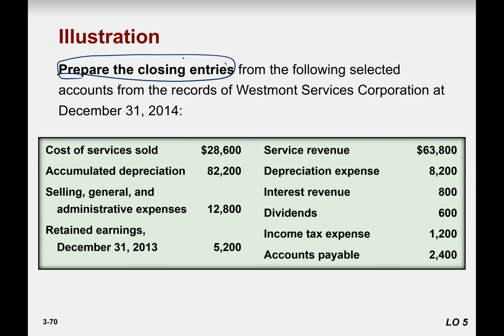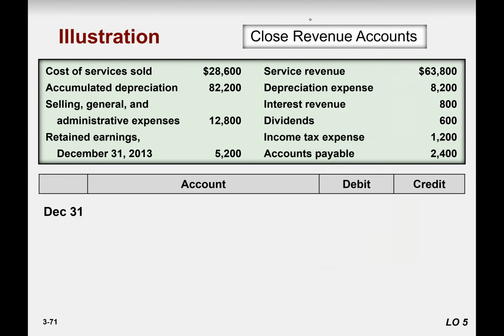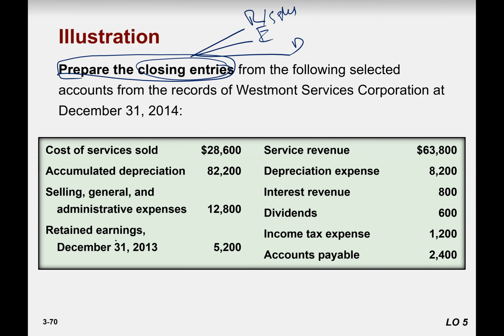So prepare closing entries. Whenever there is a closing entry, remember these three words: revenue, expenses, revenue or sales, one of the same things, and then dividend. We need to close these entries. And what we remember from these three belongs to retained earnings. So let's talk about this.